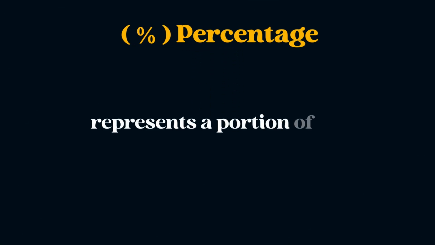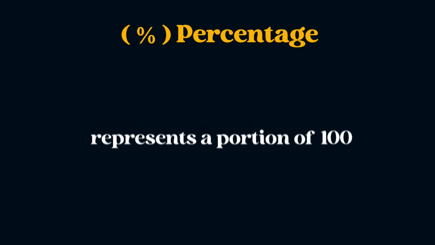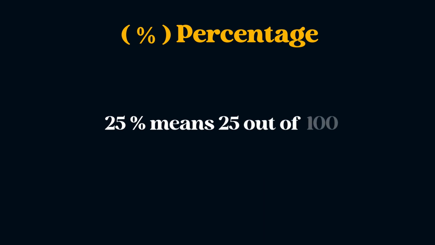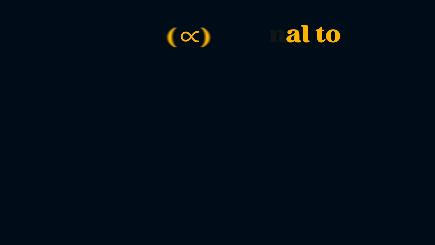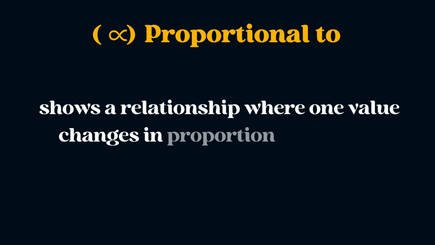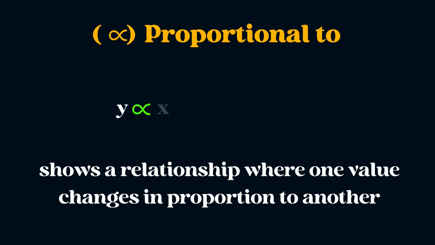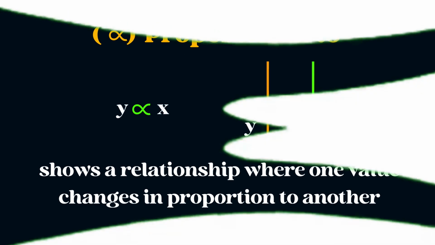37. Percentage. The percentage symbol represents a portion of 100. For example, 25% means 25 out of 100, or 1/4 of a whole. 38. Proportional to. This symbol shows a relationship where one value changes in proportion to another. For example, y proportional to x means y increases as x increases.